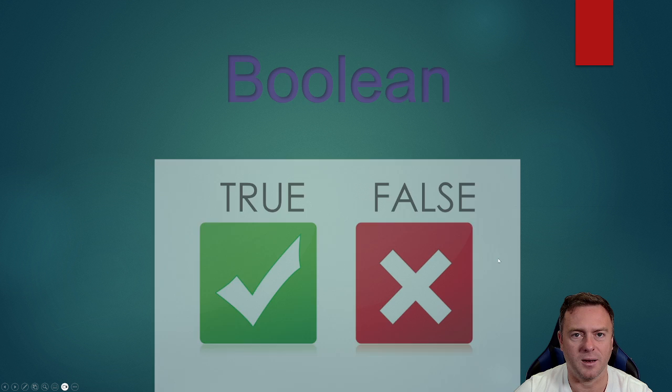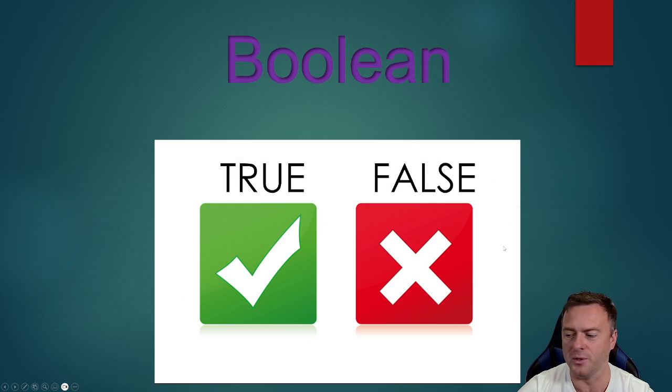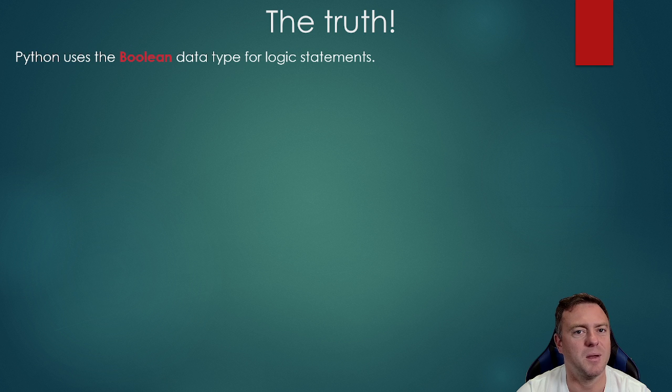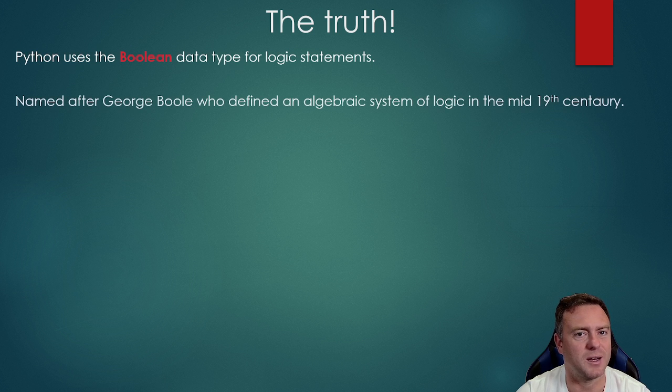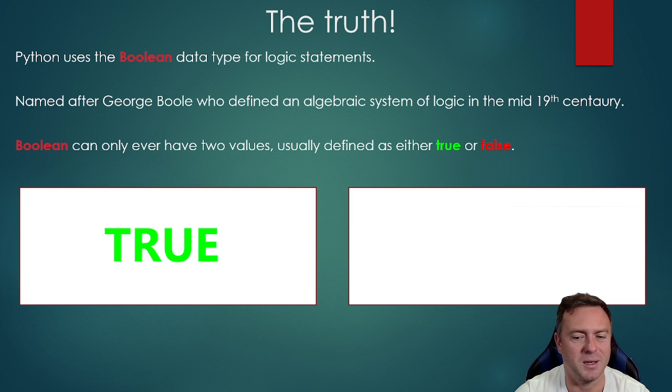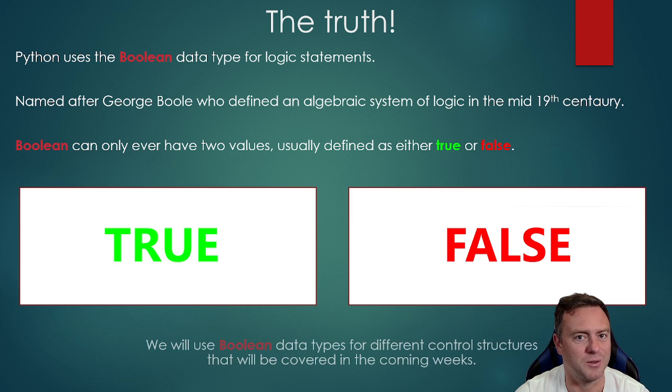The next part we need to go through is Booleans. So Booleans are the true and false statements. Basically they measure the truth. Python uses Boolean data types for logic statements. It's named after George Boole, who defined the algebraic system of logic in the mid-19th century. They only have two different values. It's either true or false, which makes life very easy when you're trying to work through this.